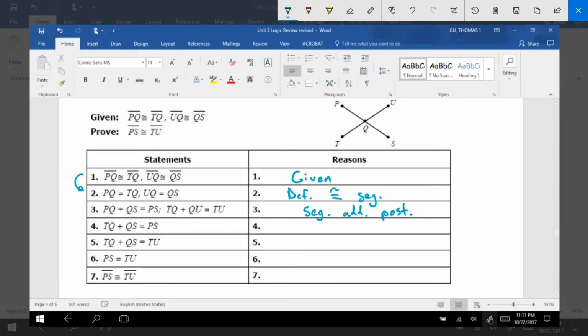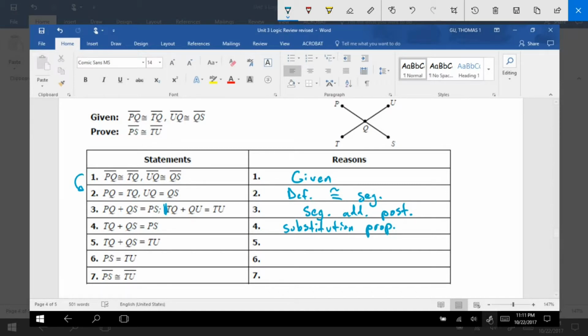Now we have TQ plus QS equals PS. So look at the first half of number 3. That's the same thing. The only thing different here is that instead of PQ, we used TQ. Now how did we do that? Well, if you look at step 2, they told us that PQ equals TQ. So that means we can just substitute it in. That's exactly what we did. We used the substitution property to replace the PQ with the TQ.